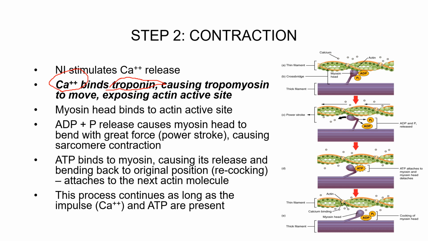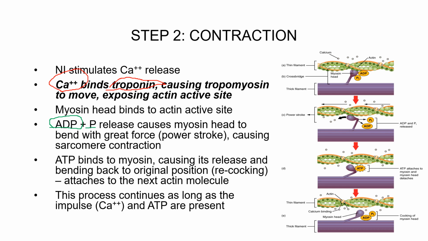Now, once again, this only happens with the help of ATP. So we get the byproducts, the building blocks of ATP, if you will, the substrates, which is ADP, adenosine diphosphate, which is just adenosine and then 2 phosphate groups. And then we add the third one to make ATP. But with the help of those, they release the myosin head to bend and cause this sarcomere contraction.